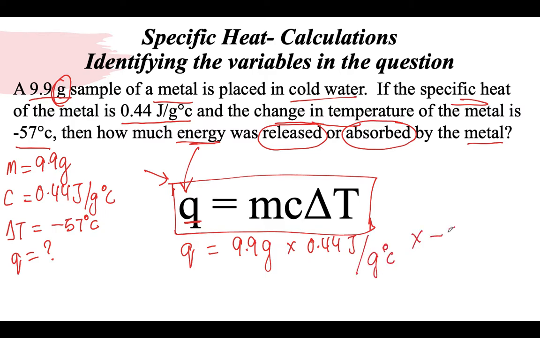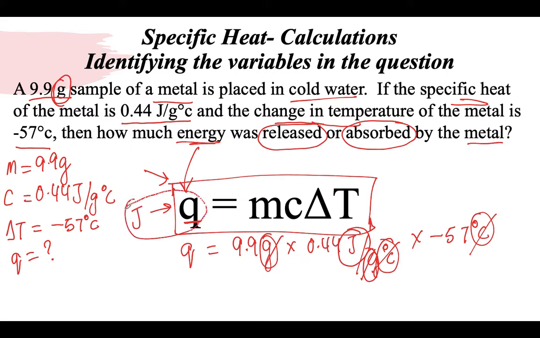And as you can see, I am also plugging in all the units. That is because grams cancels out, degree Celsius cancels out, and you are left with joules. And that is the unit for your heat. That's how you make sure you use the correct formula. The rest is simple, just plug the values in.